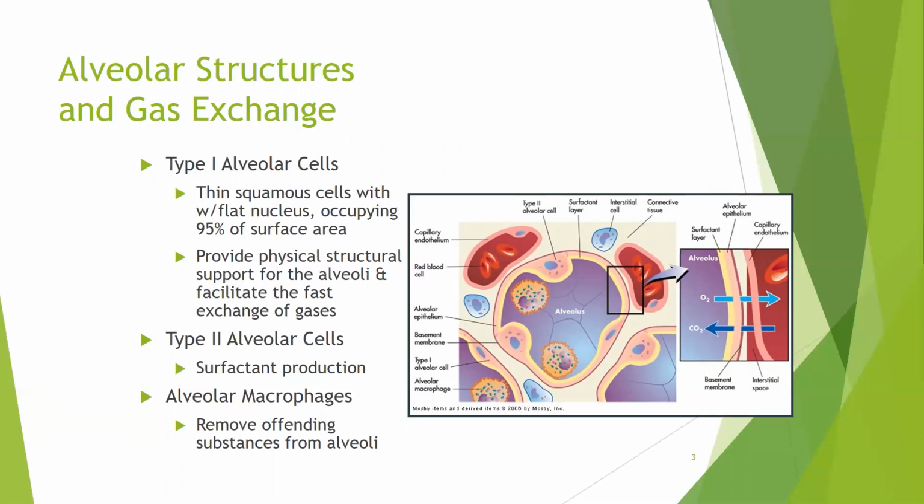Surfactant is synthesized by type 2 alveolar cells. It lines interalveolar surfaces. The effects of surfactant on lung inflation include the lowering of surface tension, increasing lung compliance, making for easier inflation, stabilizing and evening the inflation process. It also helps to keep the alveoli open.